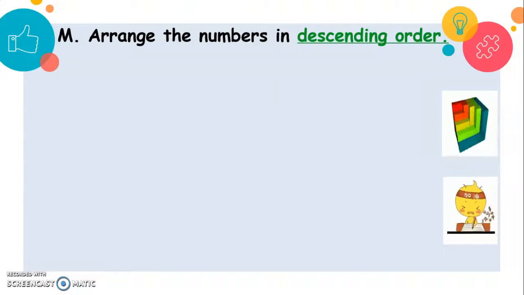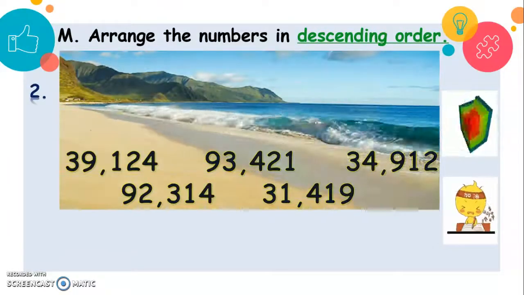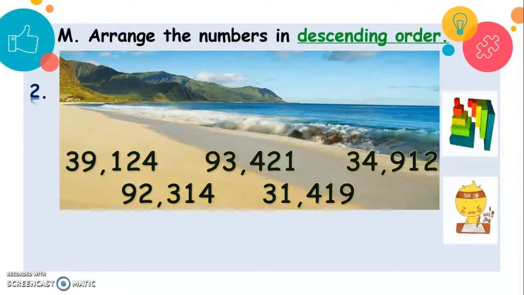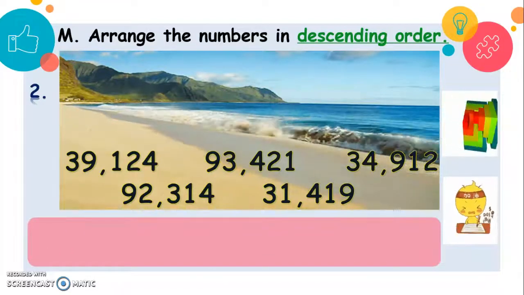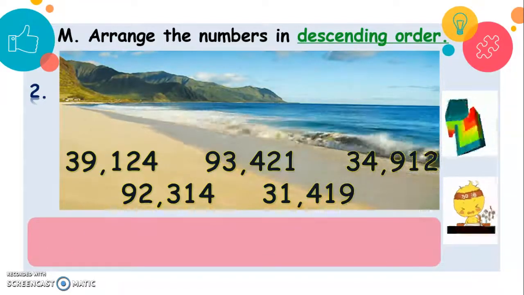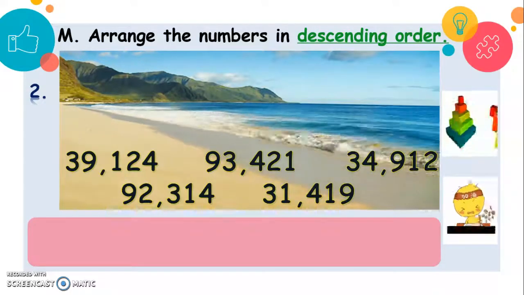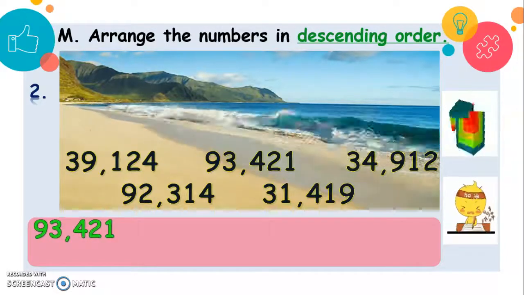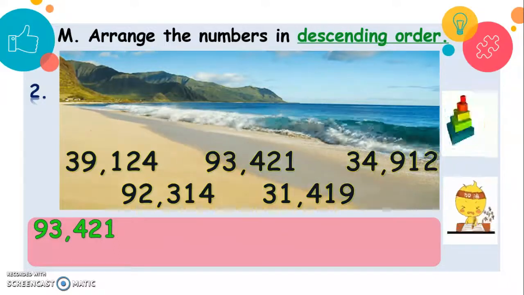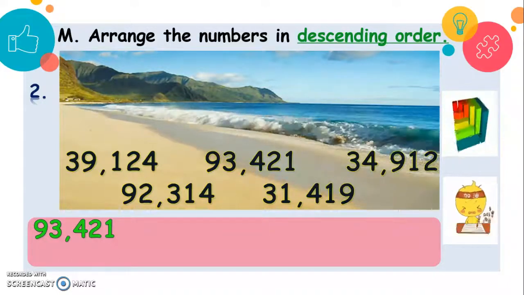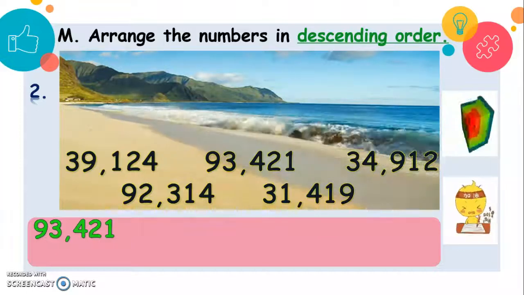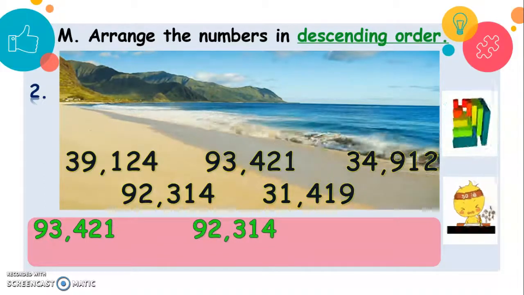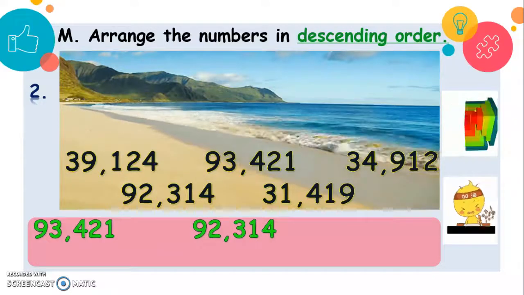Again, you still have to arrange these numbers in descending order. Here is example number 2. So from the 5 numbers given, which one do you think should come first? So remember, we have to start with the greatest number. For this example, the greatest number is 93,421. Which one do you think is the next number? Now, if your answer is 92,314, then that is the correct answer.